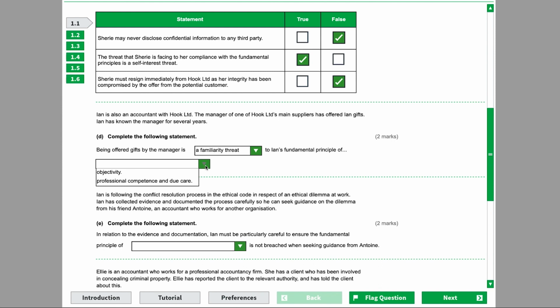Well, usually when we have a familiarity threat and someone is offering a gift, the threat is to somebody's objectivity. The reason for that is purely because when we are acting as an accountant, we need to make sure that we're not showing any bias. And by someone giving us gifts, it may appear, even if it's not, to cross that line between professional and friendship relationship. So the correct option here would be objectivity.